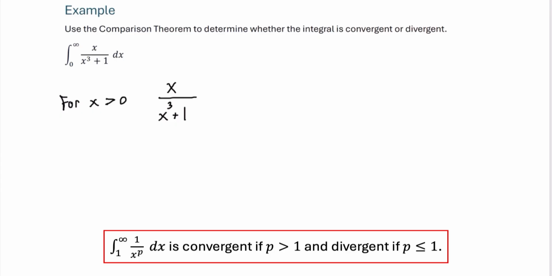Let's compare this with another fraction. Let's remove the 1 from the denominator and think about what just happened. When the denominator gets smaller, like it did in this case, notice the fraction is getting bigger. So we can say that the original integrand is less than x divided by x cubed. And then we can rewrite that as 1 over x squared if we reduce it. And that's helpful because we know something about this one. Using the theorem, we know that the integral from 1 to infinity of 1 divided by x squared dx is convergent.